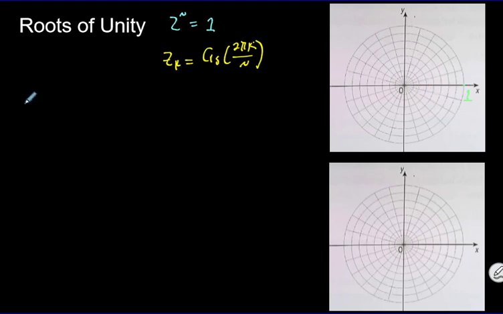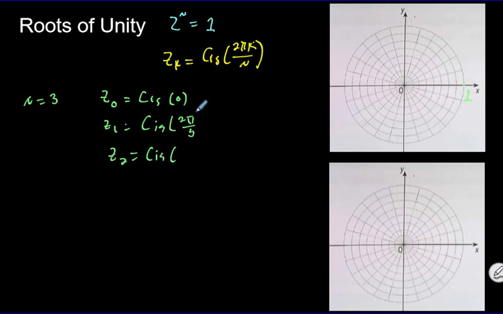So we're going to start and look at the first one where n equals 3, right? So with n equals 3, I get z of 0, which is just going to be CIS of 0, right? The first one when k equals 0, and then k equals 1, and then I'm going to have CIS of 2 pi over 3, right? And then I can get z of 2, and this will be my 3 roots for n equals 3, and it's going to be 4 pi over 3. So CIS 4 pi over 3, right?